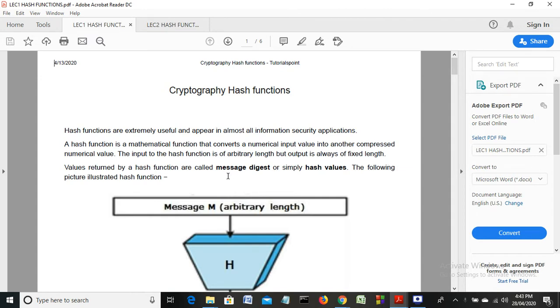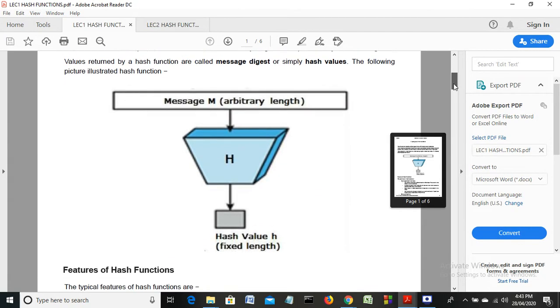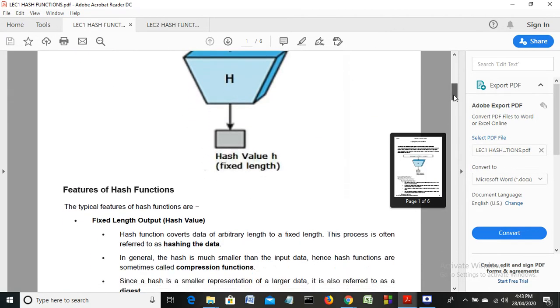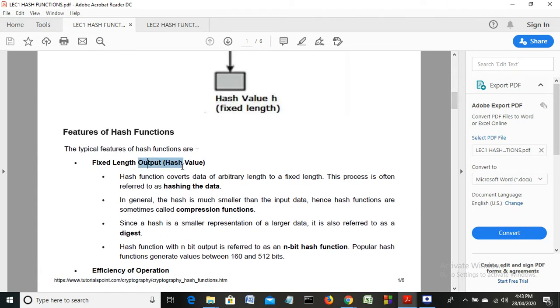Values returned by a hash are called message digest or hash values. So we have a message, a hash function h, and the hash value small h of fixed length. The fixed length output is known as the hash value. A hash function converts data of arbitrary length to a fixed length. This is known as hashing. In general, the hash is smaller than the input data.